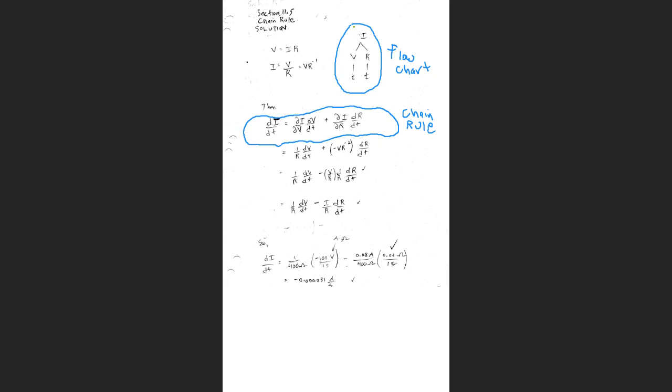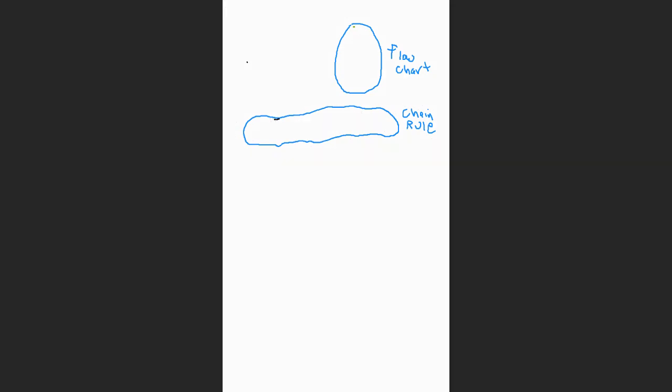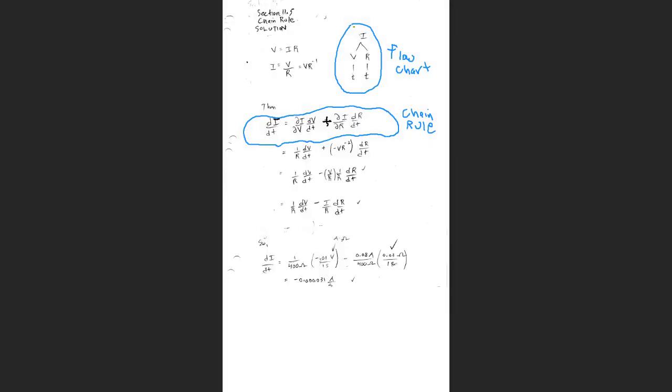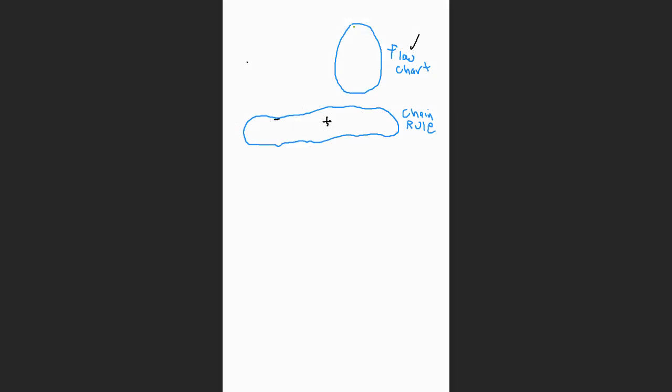So let's see if this can make some sense to us. How many paths are there in this flow chart here? Well, current's a function of there. That's right, Norina. There are two. Current is a function of voltage and resistance, but voltage and resistance are functions themselves of time.